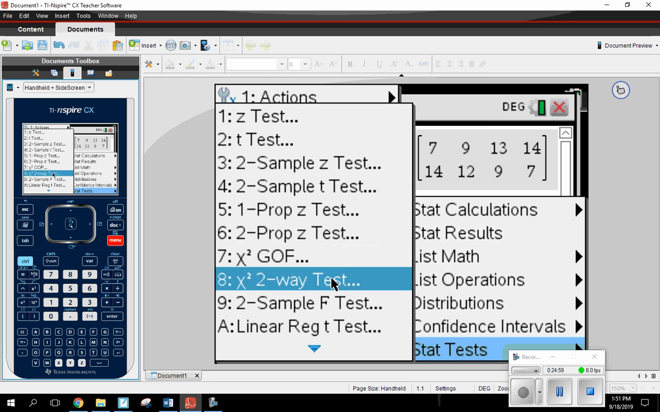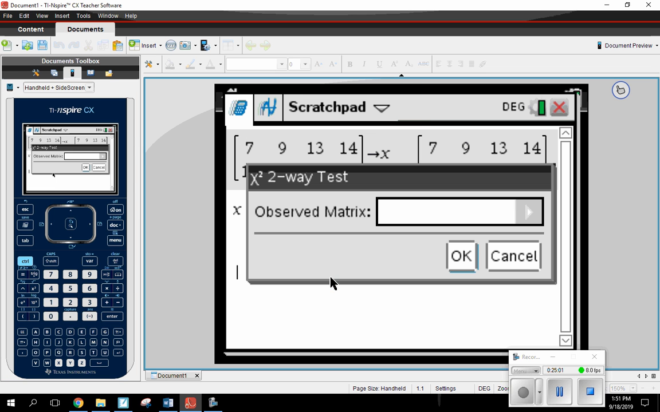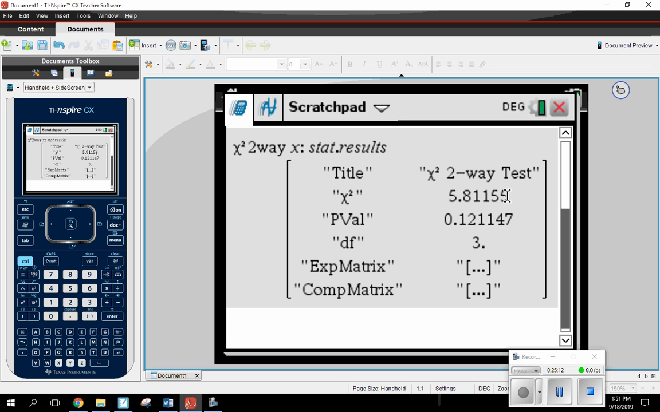Then I want the chi-squared two-way test. So when I choose that, it's going to say, okay, what matrix do you want to take a look at? Well, I'm going to type in the matrix that I stored previously, X. I'm going to click OK. There's my chi-squared value. See, it gives me the p-value. It gives me my degrees of freedom. There's a lot of information that you're going to be able to pull up here.